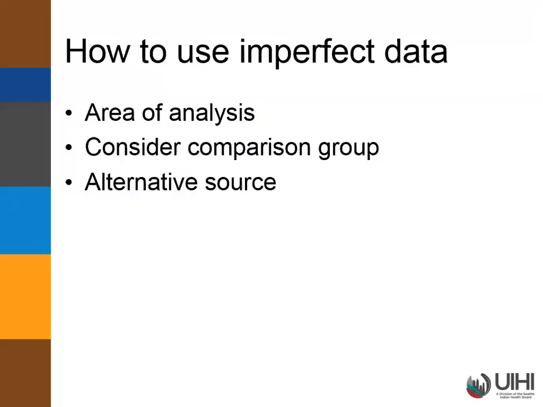A third method is to look at alternative sources. If you are unable to access the data publicly, you can also see if someone else like the CDC has interpreted the data and published a fact sheet or report on it. So for this demonstration, we'll be using the first two methods. We'll be looking at 5 years of data, and we'll also be using whites as our comparison group for this demonstration.